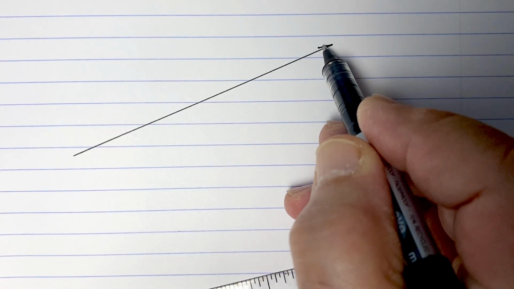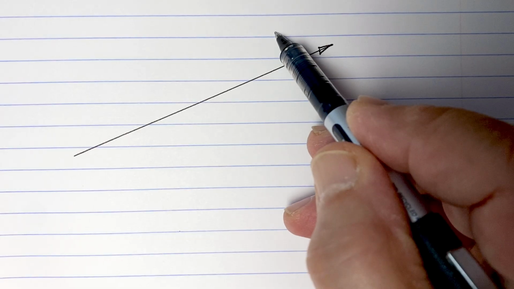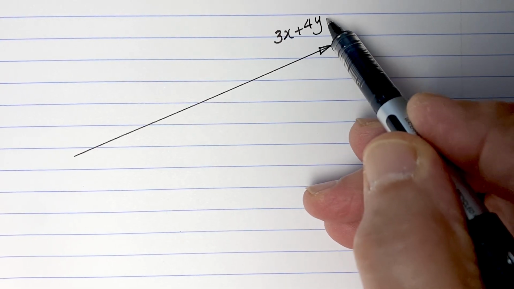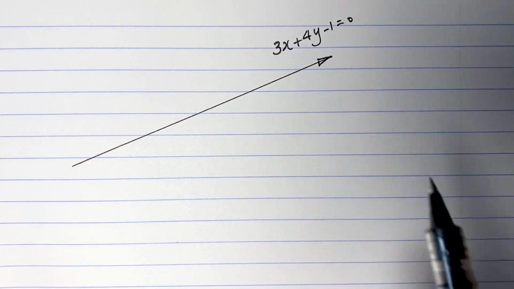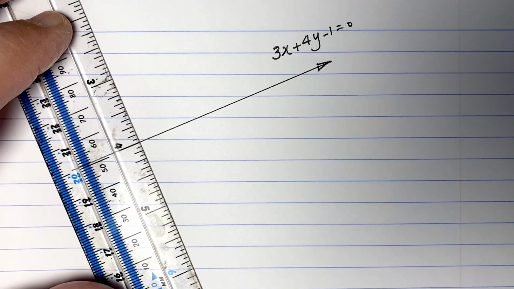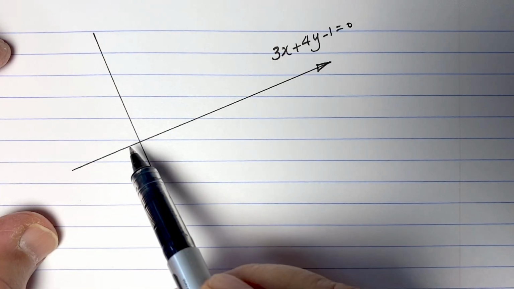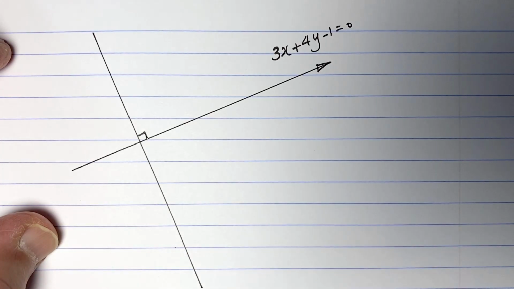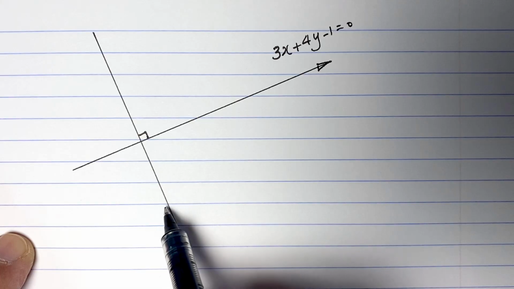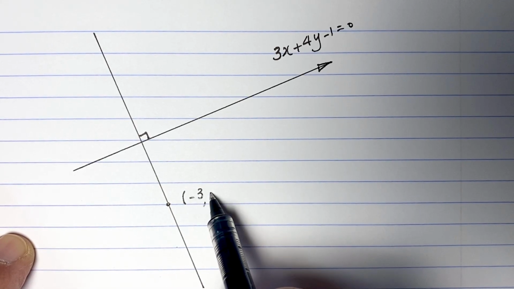Here, I'll make life a bit more difficult. All right, we have an equation 3x plus 4y minus 1 equals 0. And I want to write the equation of a line which is at 90 degrees to this line, and I must specify what point it is going through. Say this point, (-3, -4).